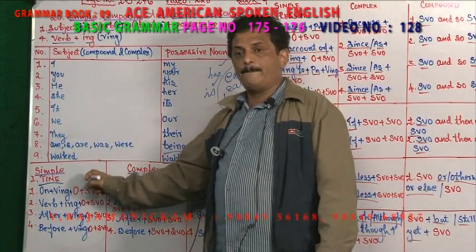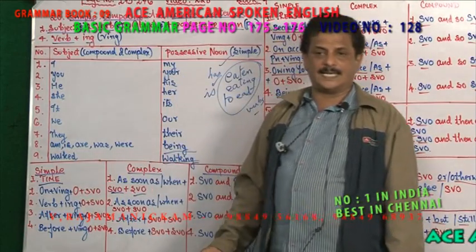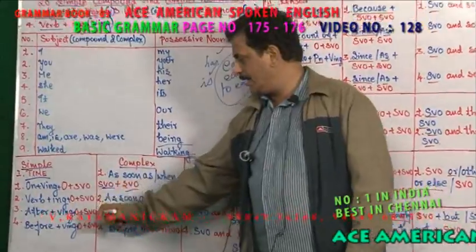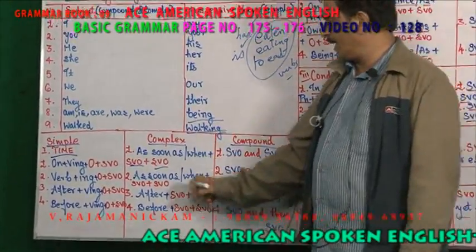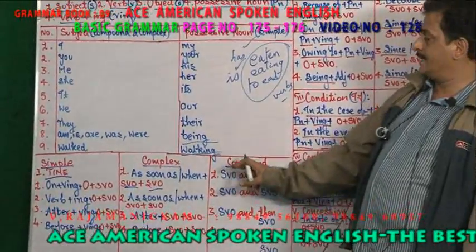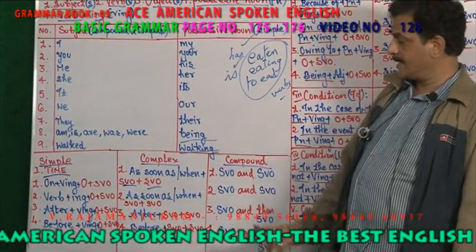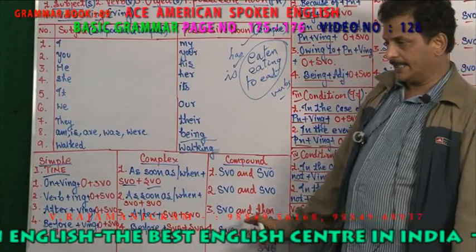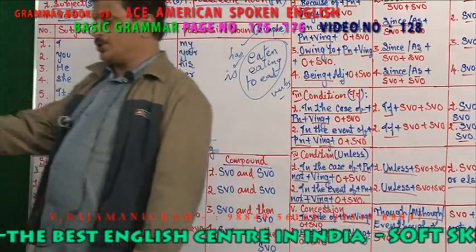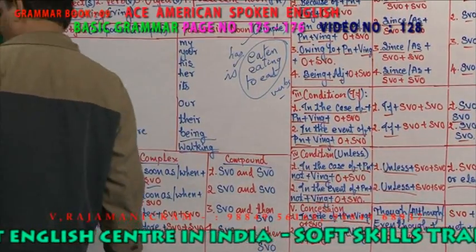See, in simple, if it is a time sentence, the structure should be like this. And the same sentence in complex, if time is there, the structure should be like this. In the same compound sentence, the structure should be like this. So I request you gentlemen to come forward. I will ask you, please come.